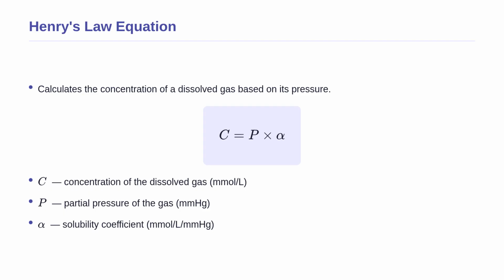Physically, this relationship shows that if the partial pressure of carbon dioxide increases, the amount of gas dissolved in the liquid will increase proportionally. It is a direct, linear relationship applied to human physiology.